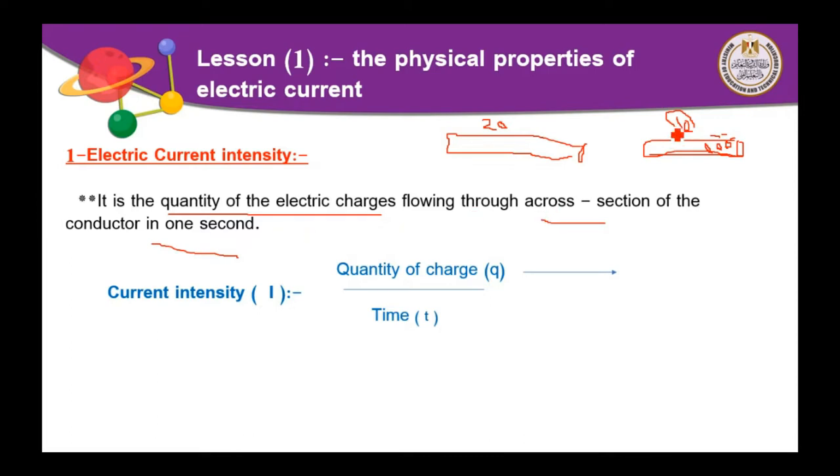When 10 coulombs of electric charges flow in the first conductor in 1 second, and 20 coulombs in the second conductor in 1 second, this means that the electric current intensity of the second conductor is greater than the electric current intensity of the first conductor. Again, the electric current intensity can be defined as the quantity of electric charges through the cross section of the conductor in 1 second. Be attentive.